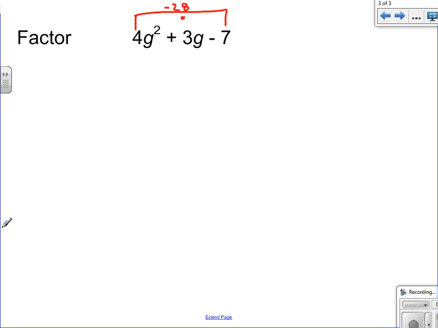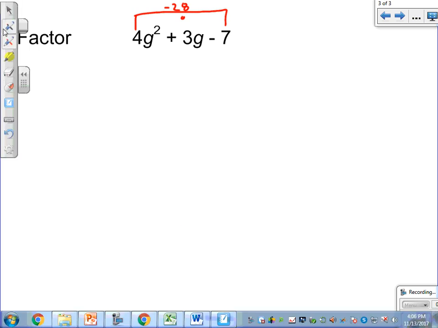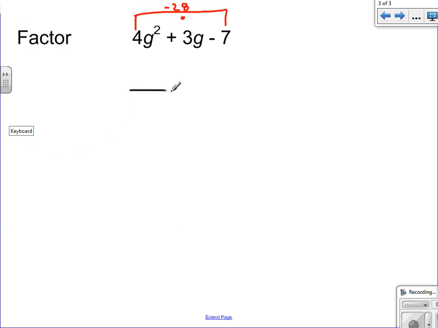That's correct, negative 28. We're going to need two numbers that multiply to negative 28, but those same two numbers have to add to what's in the middle, and what's in the middle? Positive 3. Okay, now take a moment to pause the video and try to figure out what two numbers multiply to negative 28, but those same two numbers also add to positive 3.